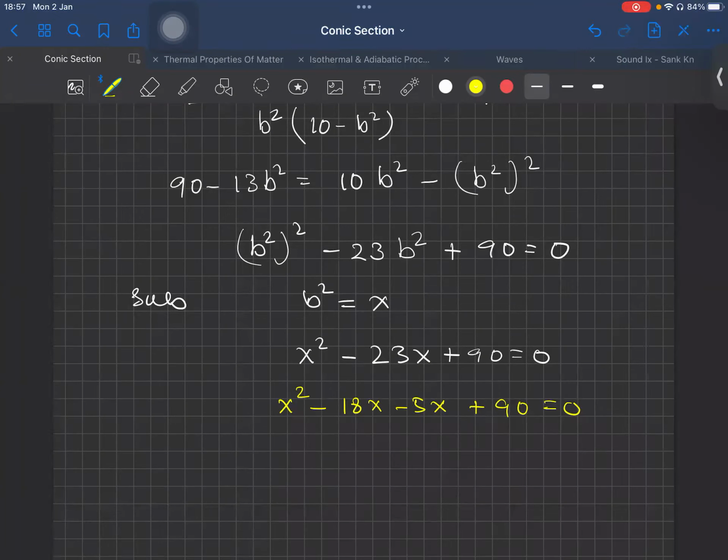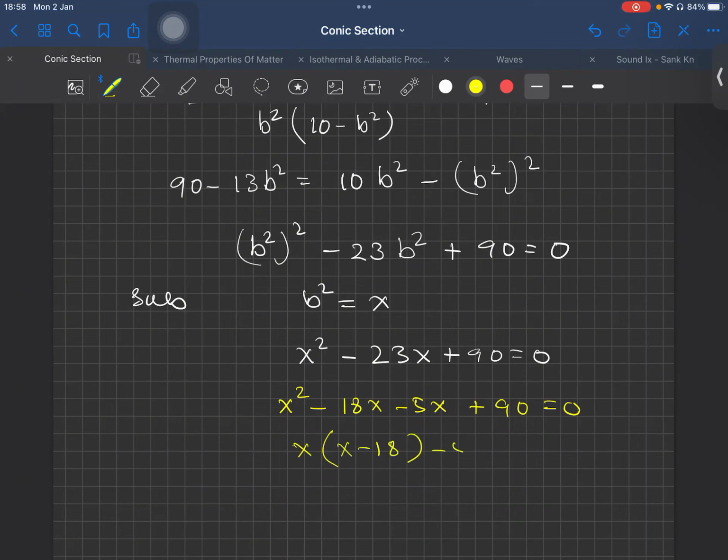So this is correct. So now take x square, so x minus 18. Can we write it as x minus 18 into x minus 5? Is that correct? Okay, I missed one step. So let me write that step as well. We can write this as, let's take x common. So x minus 18. Fine.